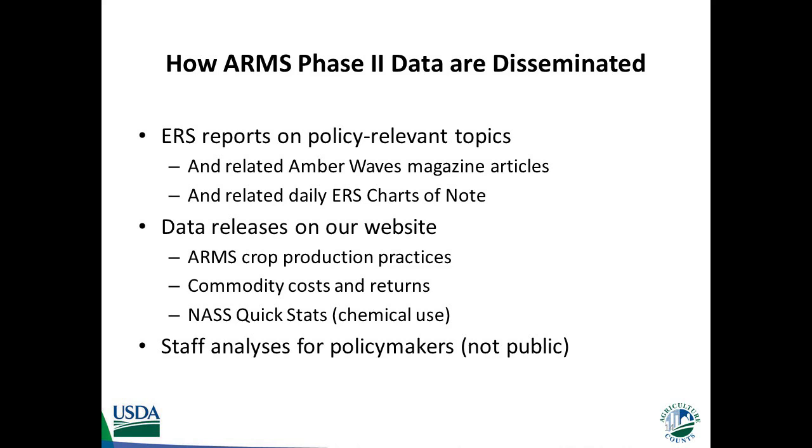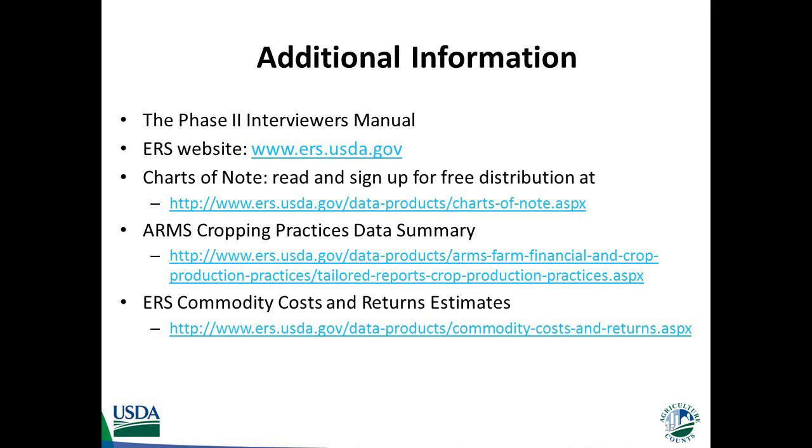All the other products available to the public are posted on the agency website, including the crop production practices reports and the commodity cost and returns reports. The chemical use data is also available on the NASS website through the QuickStats system.